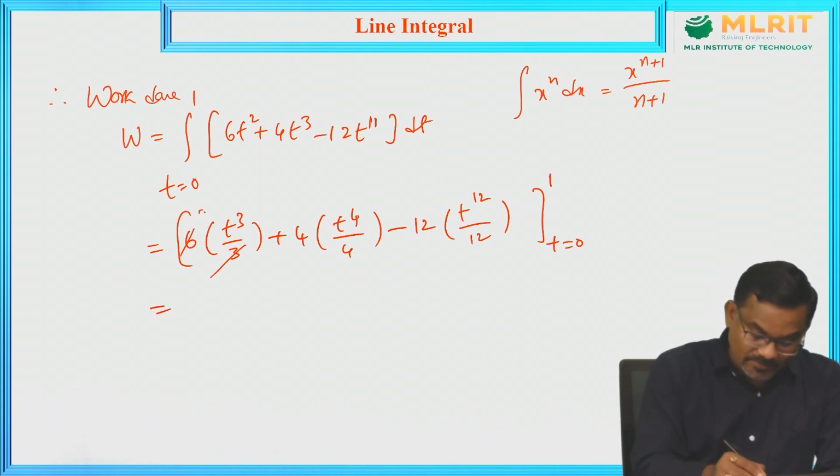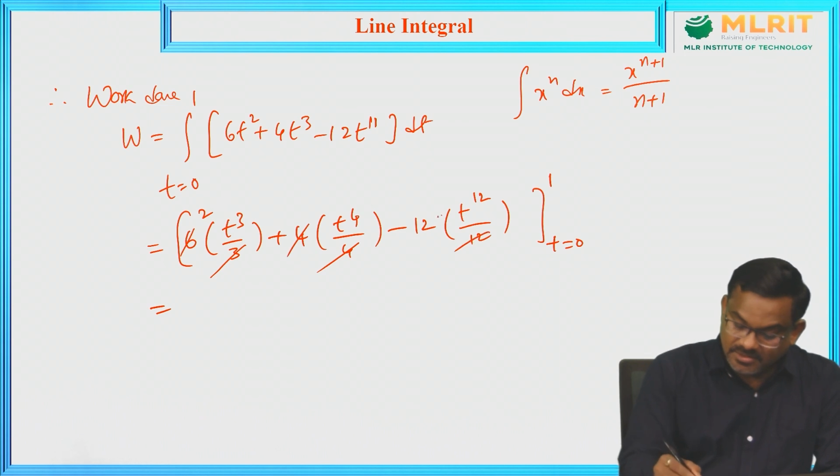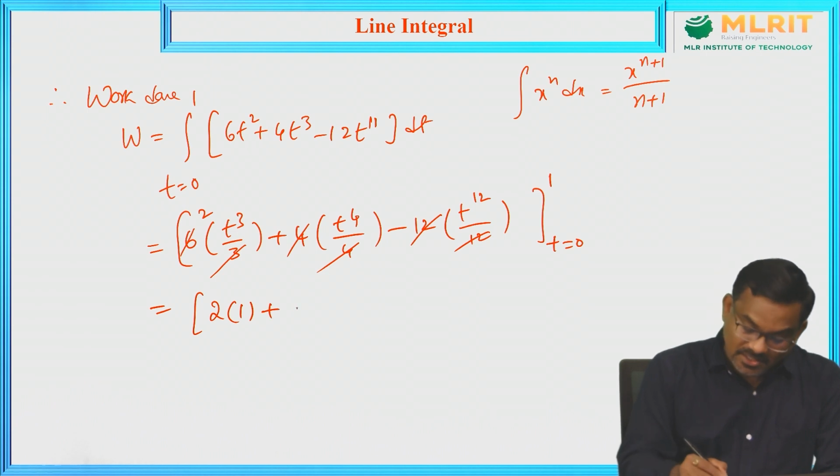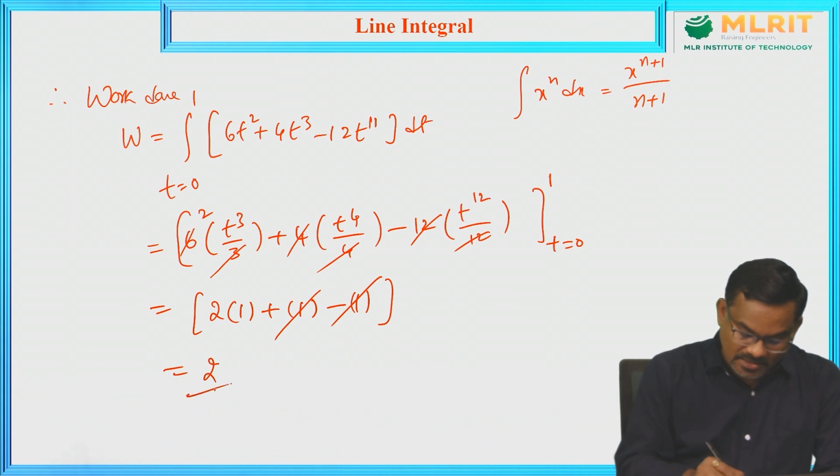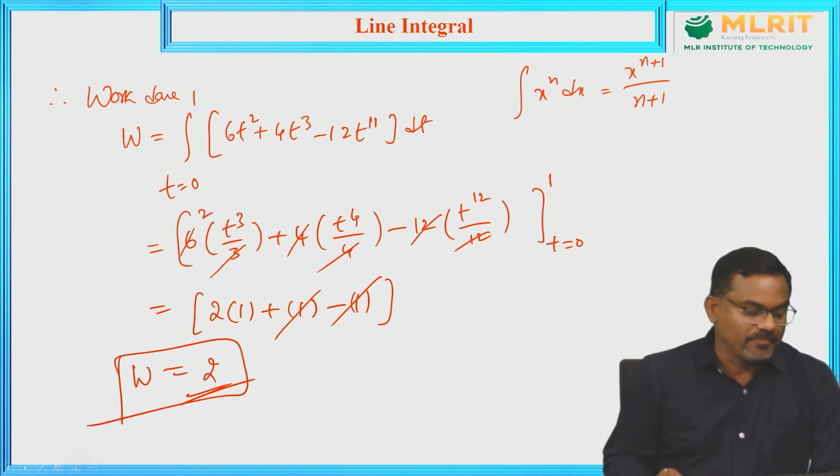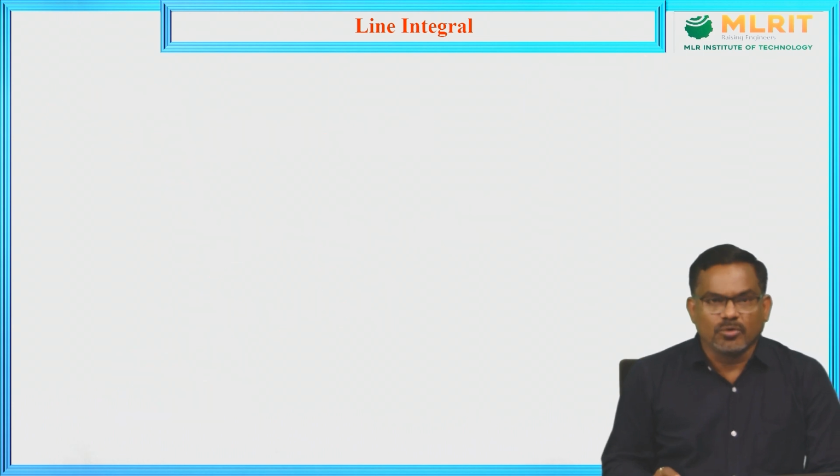So, here the 2 terms cancel: 2 into upper limit t is 1, plus 1 minus 1. So, these two get cancelled and hence the work done is given by 2. Similarly, let us solve one more problem.